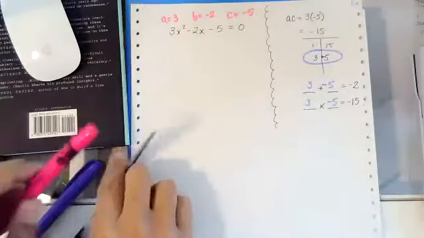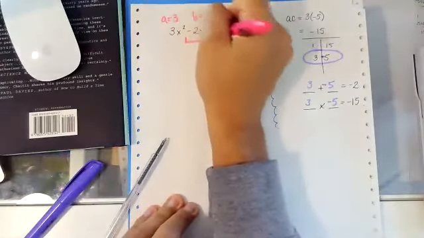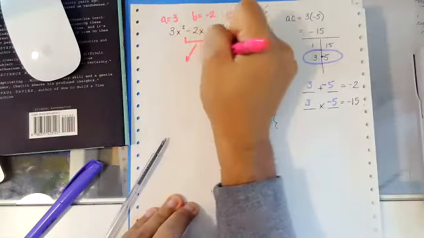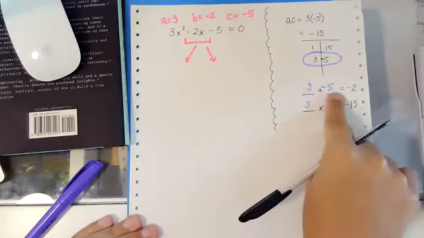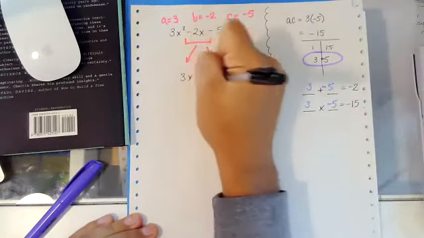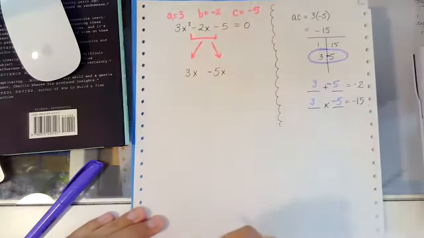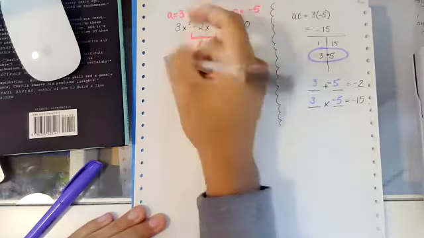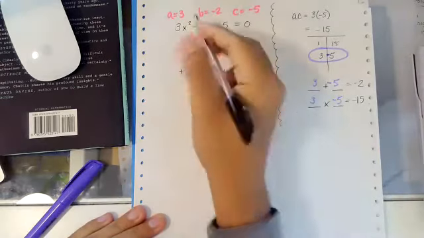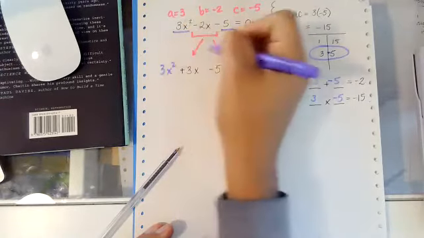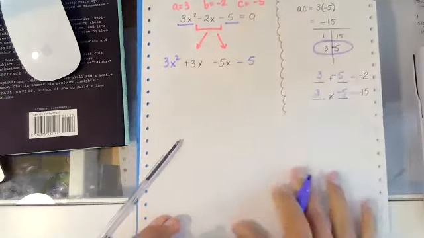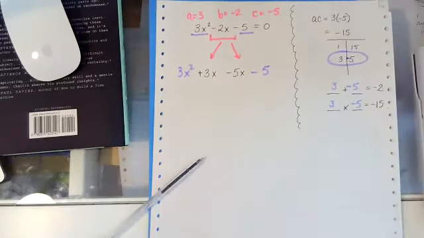Well, then we can say this middle term needs to be broken up into these two terms. One of them is going to be 3x. The other one's going to be -5x. Okay, and this is a positive 3x, so might as well put a plus sign in front of it because we need to bring down the terms on the end, which are 3x squared and -5. Are you guys okay with that?